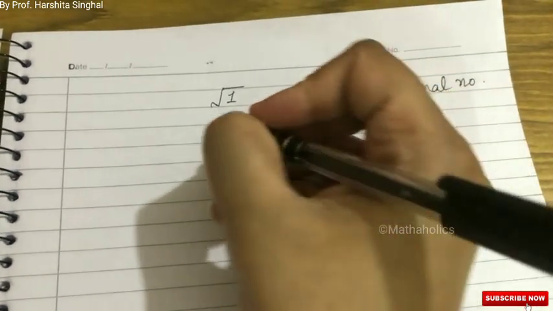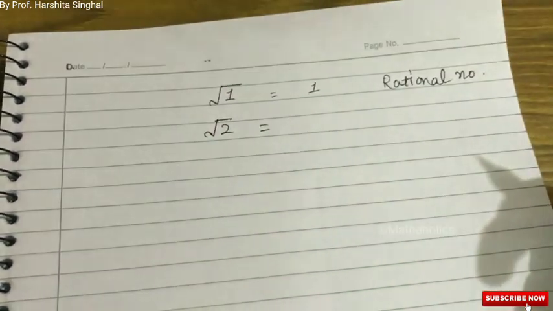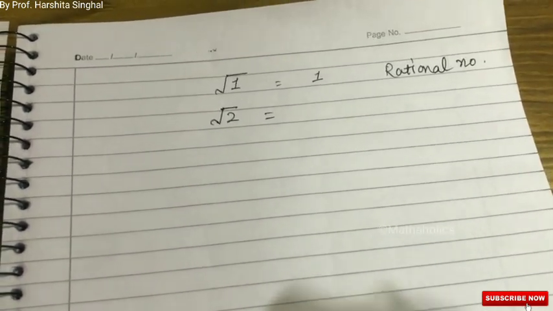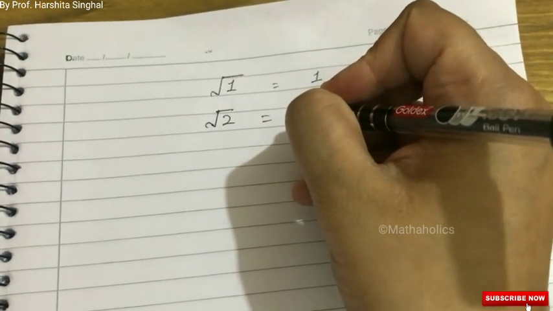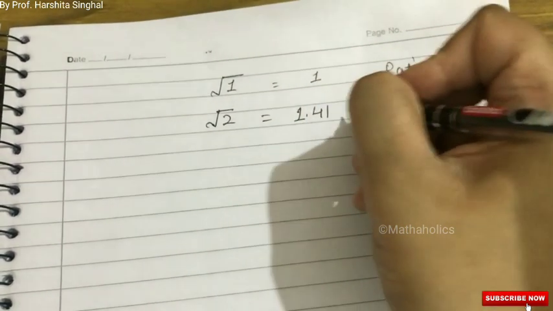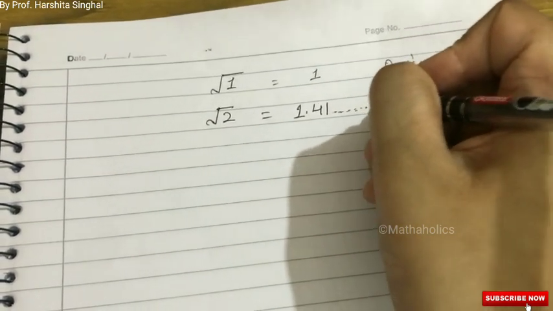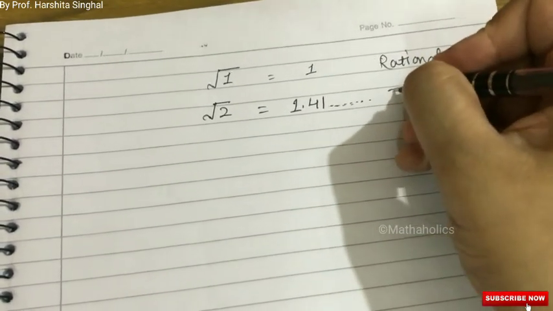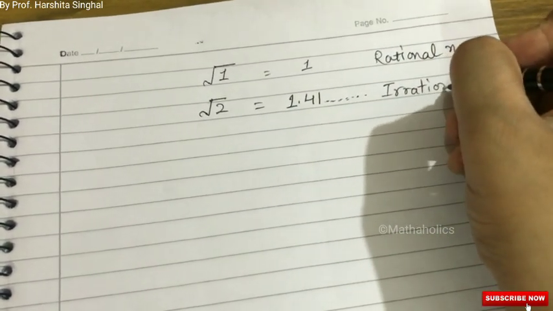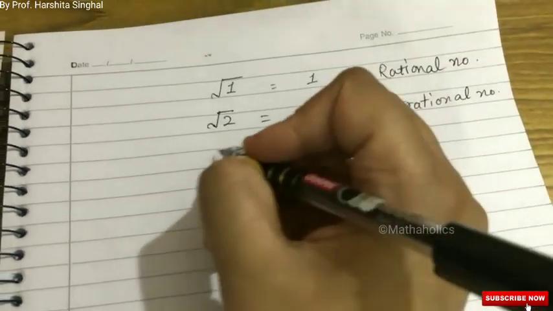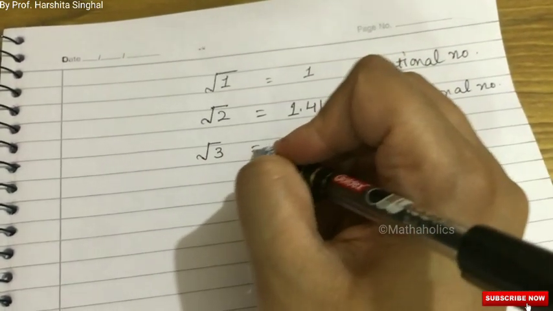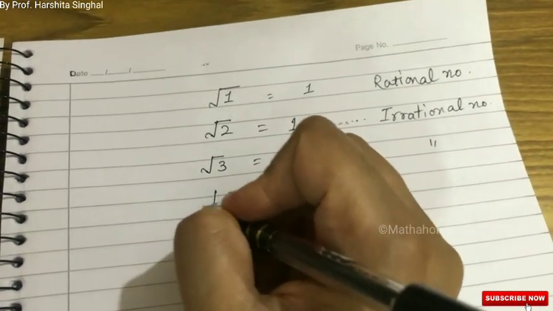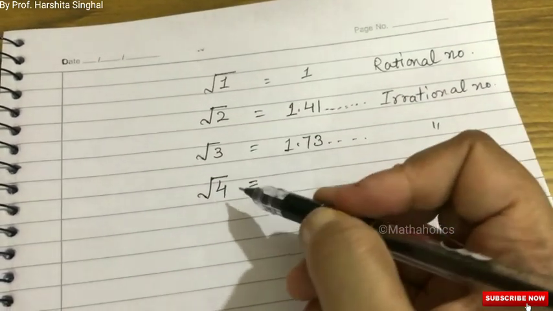After that, root 2. When you find the square root of 2 using the long division method, you will find that the square root of 2 is 1.41 and it continues, it will neither repeat nor terminate, so this is an irrational number. In the same way the value of root 3 will be 1.73 something, so this is again an irrational number. But root 4, what can we write root 4 as?